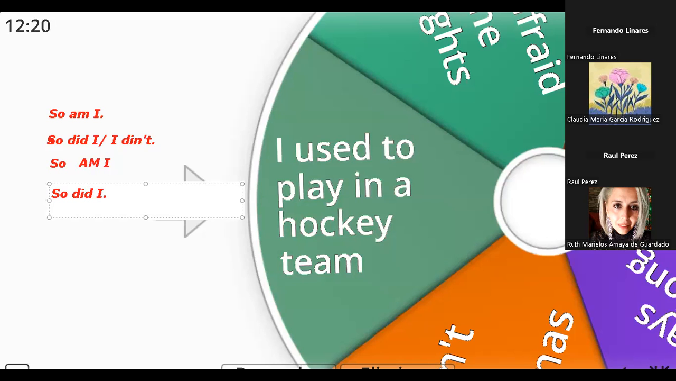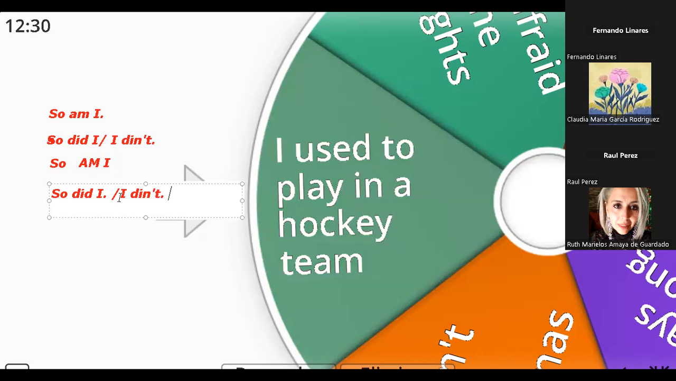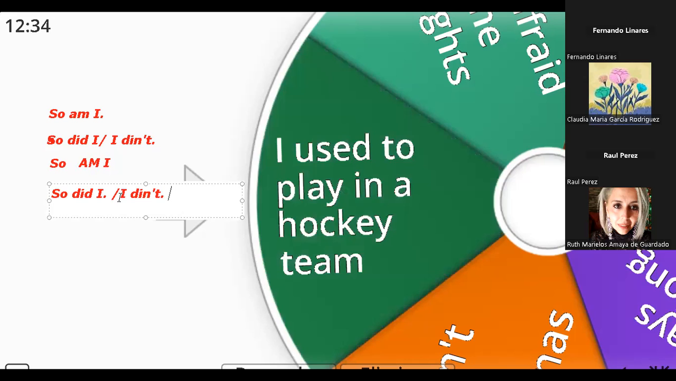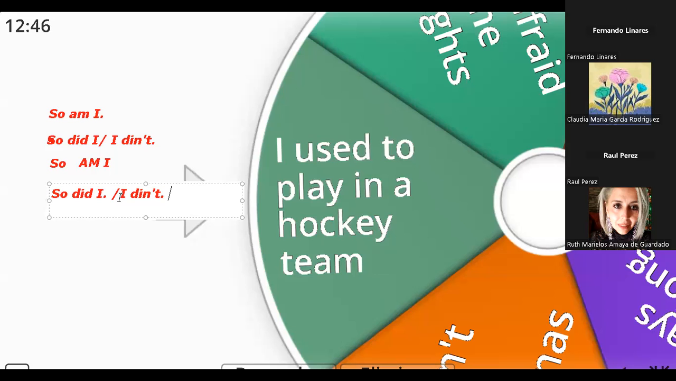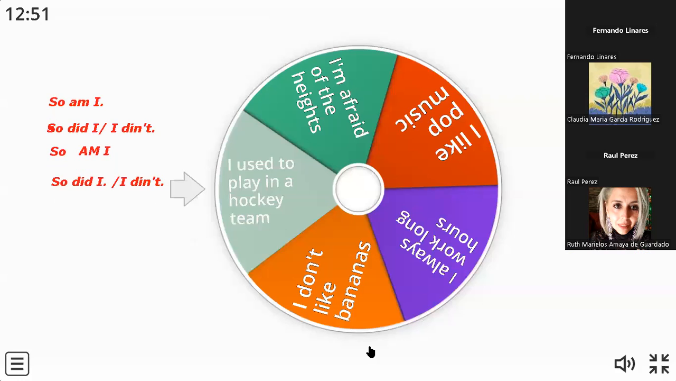Remember, if you want to show an opposite idea when you have an affirmative statement, you just say, I didn't. Si tienen un statement que es positivo y quieren expresar lo opuesto o quieren mostrar acuerdo, solo hacen una forma negativa. I didn't. So did I. Positive. Show agreement. Negative. You don't want to show an agreement. I didn't. Yo también. O yo no. I used to play in a hockey team. Yo no. I didn't. Okay, let's see. Another one. We have like four.